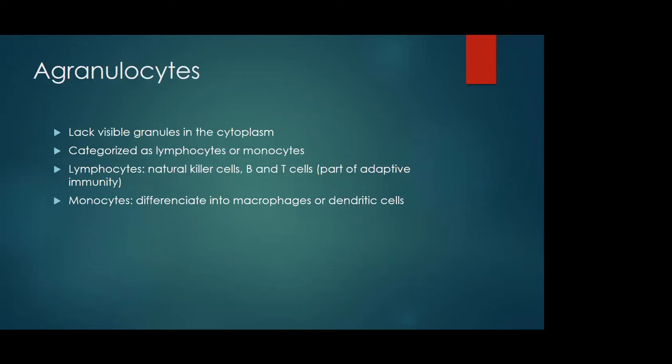And the opposite of granulocytes are agranulocytes. They lack visual granules. For the most part, agranulocytes are lymphocytes or monocytes. Now, lymphocytes are your natural killer cells, B cells and T cells, which are the adaptive immunity. Your monocytes are precursors to macrophages and dendritic cells. Macrophages and dendritic cells are two very important parts of your innate immune system.